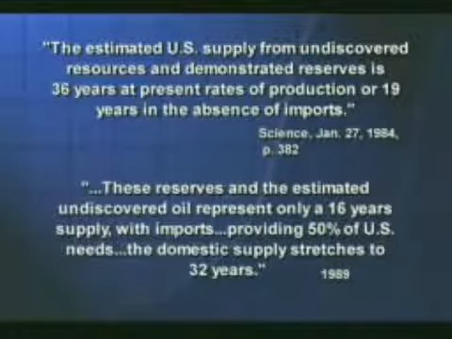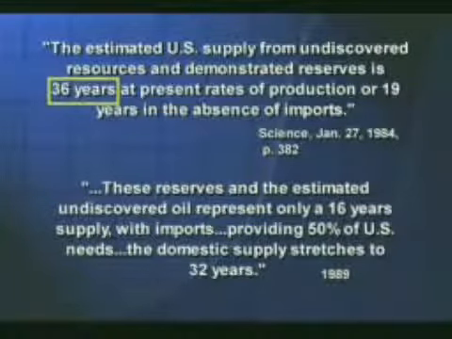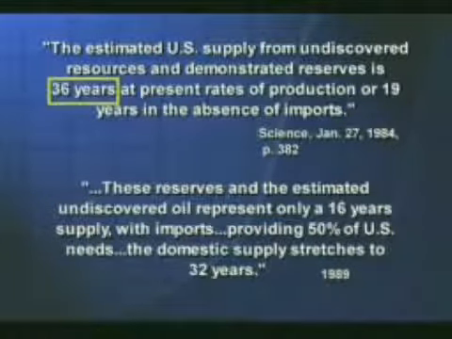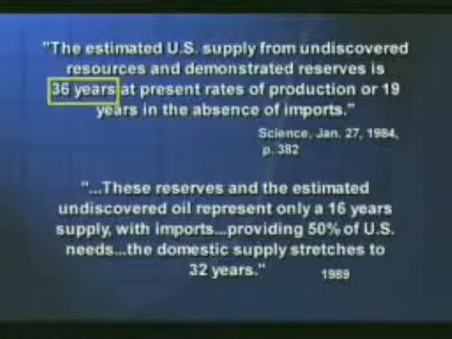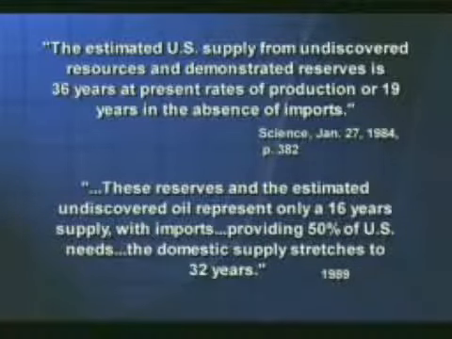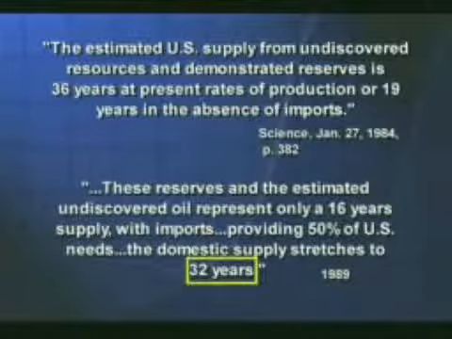from undiscovered resources and demonstrated reserves is 36 years at present rates of production, or 19 years in the absence of imports. 5 years later, in 1989, that 36 years is down to 32 years. The 19 years is down to 16 years. So the numbers are holding together as we march down the right-hand side of the Hubbert curve.